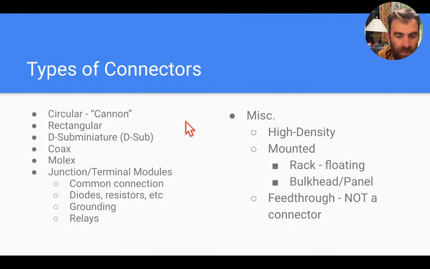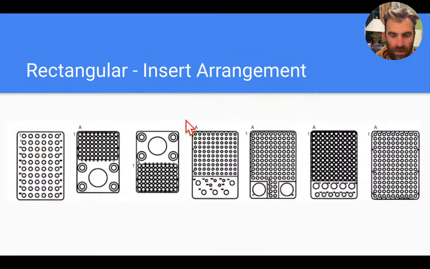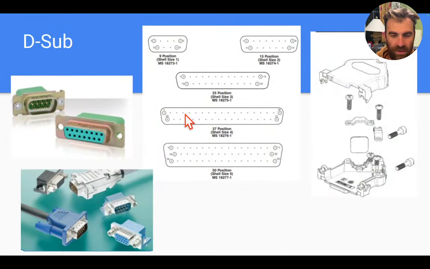D-sub miniature connectors, also known as D-sub, are connectors that look like a D shape as you look at them from the front or back. If you've ever hooked up a computer, this is pretty similar to what you're going to see with an old DVI connector. You can see that if you were to turn this on its side, it has a D shape to it. Lots of different sizes for these D-sub connectors, but this is a D-sub connector.